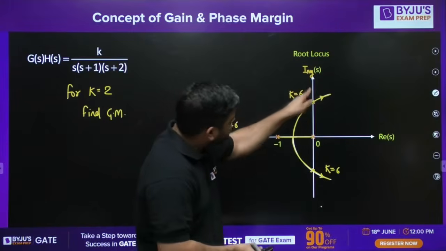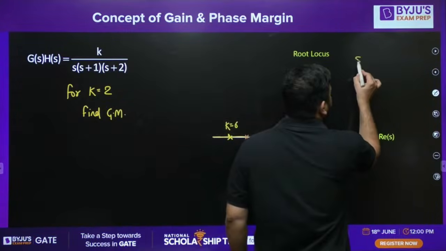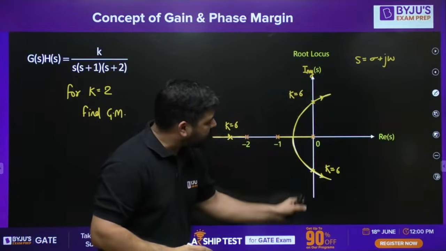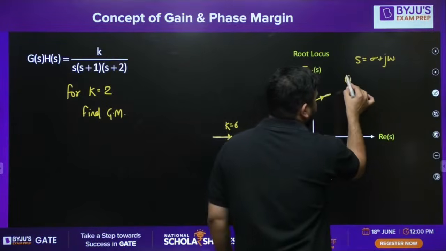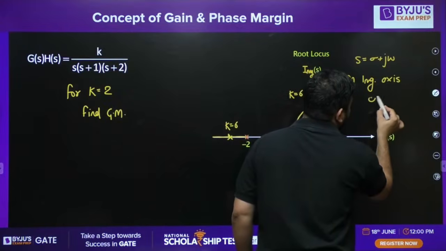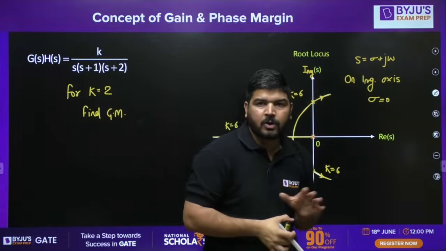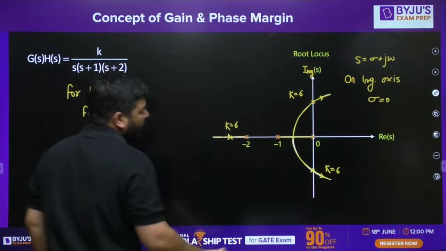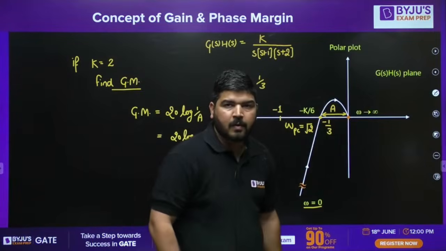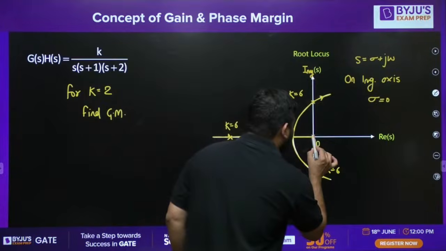Now, if you look at this axis, we know that s equal to sigma plus j omega. But on the imaginary axis, sigma is 0. It means on this axis only omega is varying. So if you are moving on the polar plot, you are varying only omega. So if you are moving from 0 to infinity on root locus, you are moving on this axis.